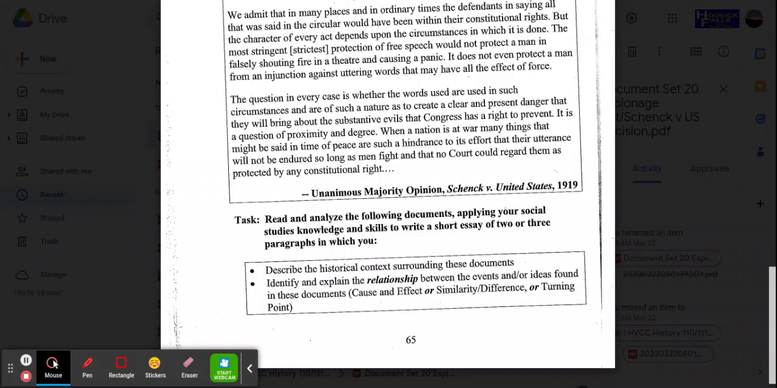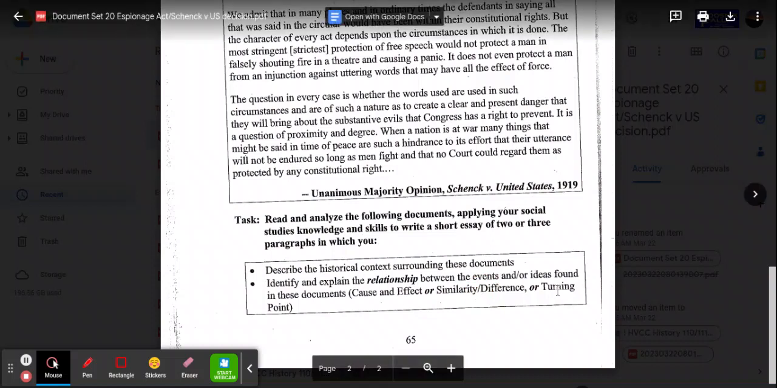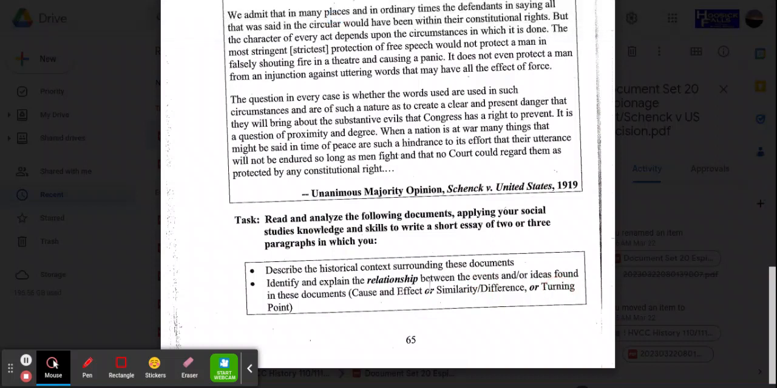What is the thread that connects the two documents? What is the thread that binds those two documents together? Bullet 2: identify and explain the relationship between the events and/or ideas found in these documents. We're looking for cause and effect relationship, similarity or difference relationship, or turning point. You can choose any one of the 3: cause and effect, similarity or difference, or turning point, and identify and explain that relationship.